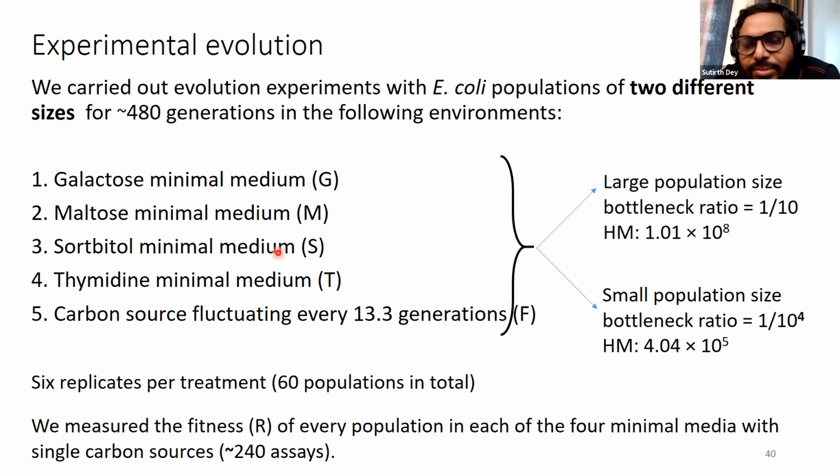And for each one of these 5 treatments, we had a large population size with about 10 to the power 8 harmonic mean, and a small population size with about 10 to the power 5 harmonic mean. So 6 replicates per treatment, 60 populations in total. We did this for about 480 generations, and then we measured their fitness in all these 4 media, so about 240 assays.